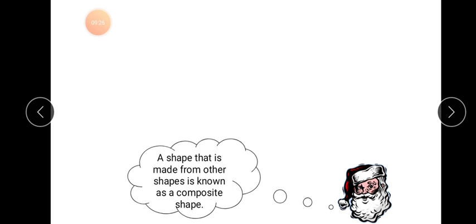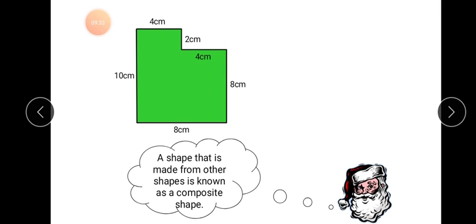A shape that is made from other shapes is called a composite shape. So what is it, let us see. Now see, we have a different shape. You can see if I break here, we will get one rectangle and one more rectangle. So we can find the area and perimeter of such types of shapes also. So how to find? Let us see.